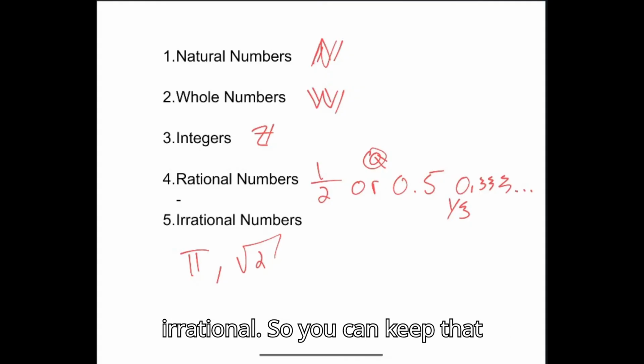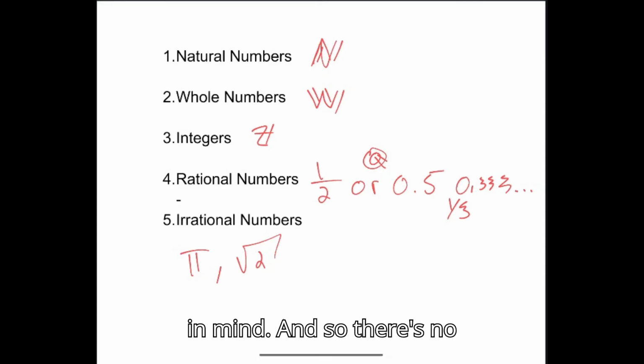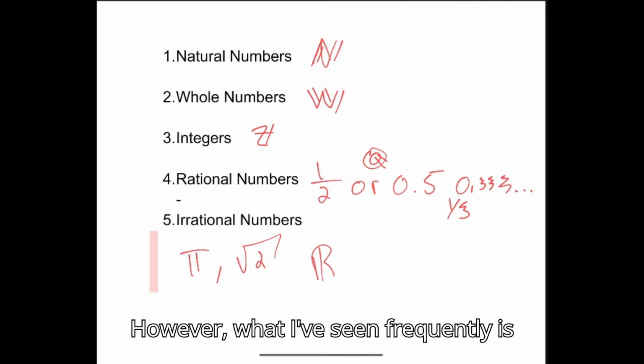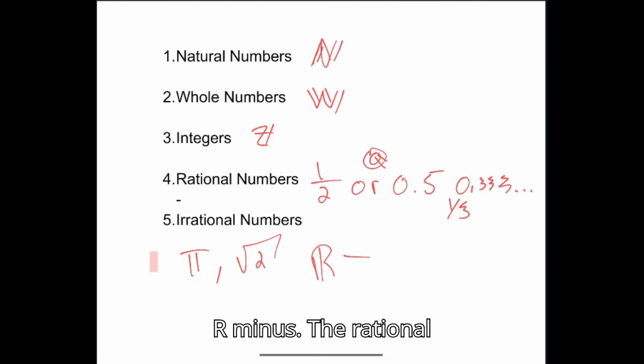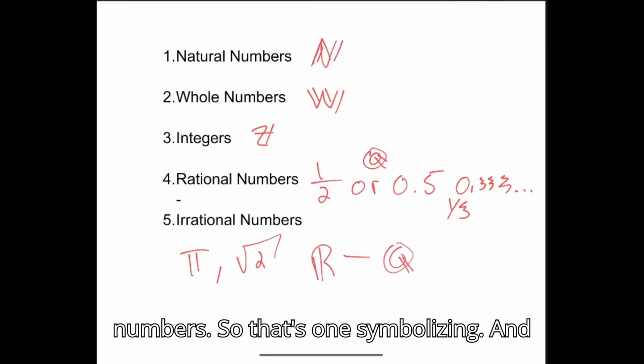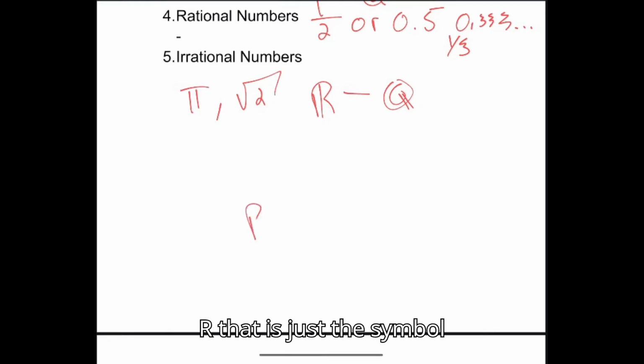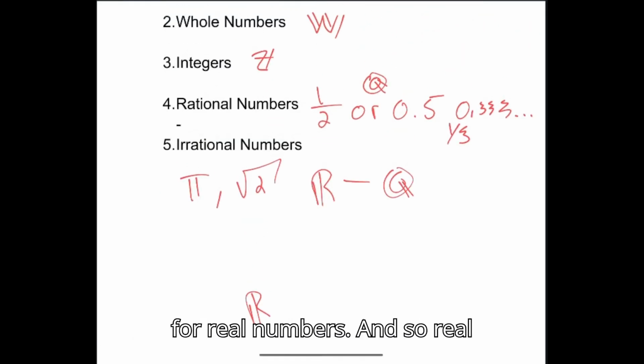And so there's no single symbol for irrational numbers. However, what I've seen frequently is R minus the rational numbers. So that's one symbol I've seen. And so let's go over R. R is just the symbol for real numbers. And so real numbers are all of these sets combined.